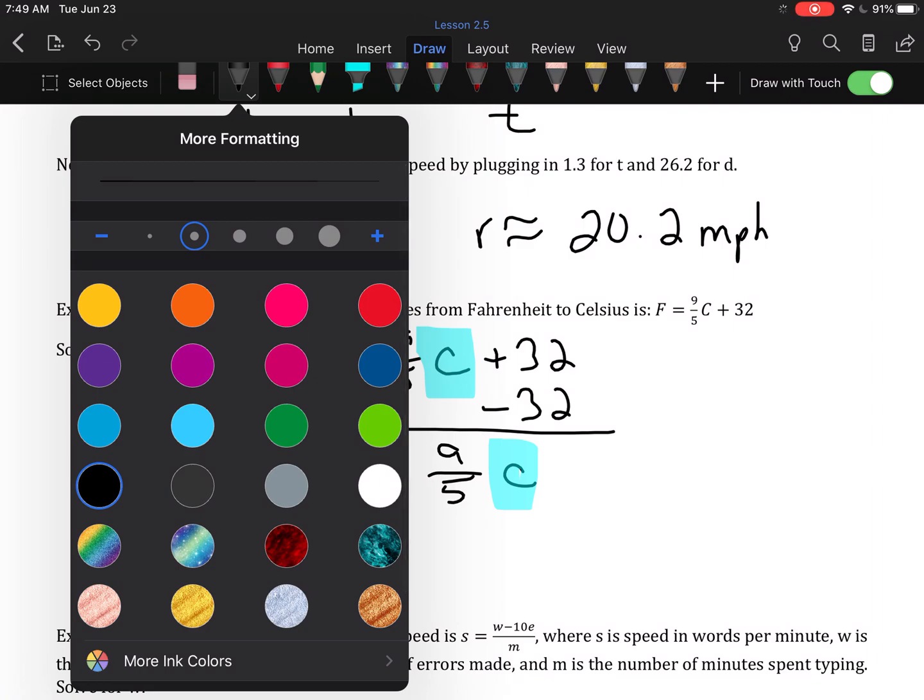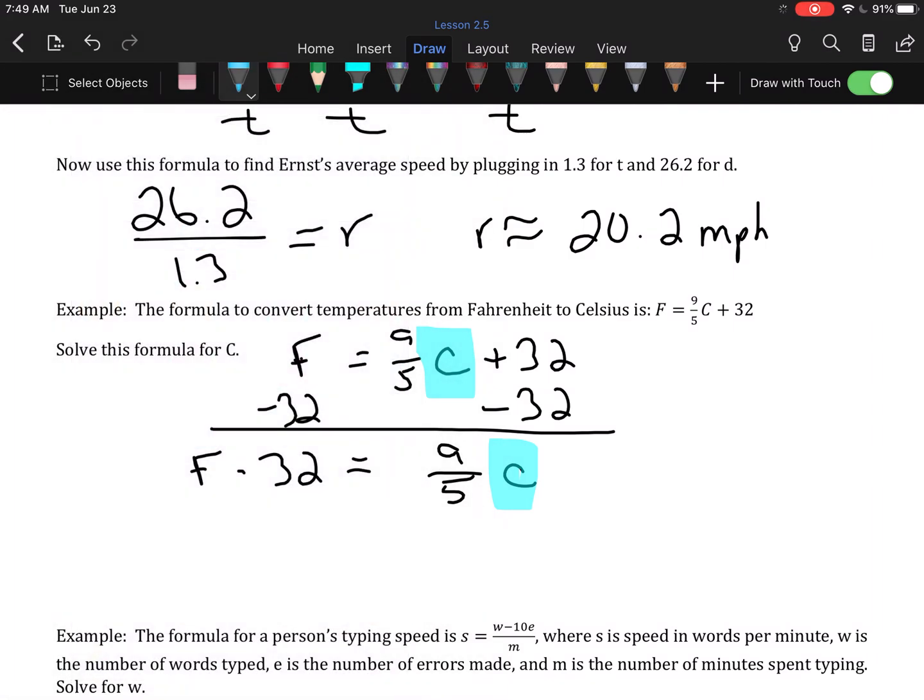Going to change color for my operation here. And you'll pardon my dog, she's upstairs freaking out about something right now. There must be a squirrel out in the power line or something.